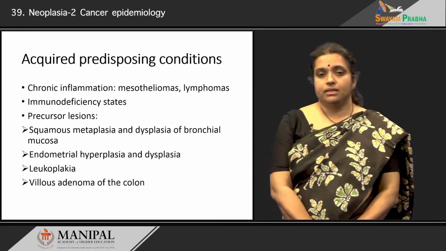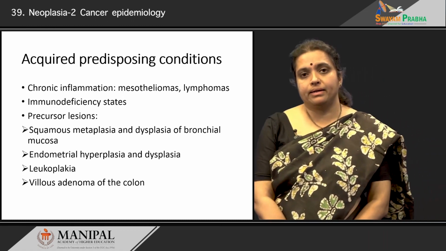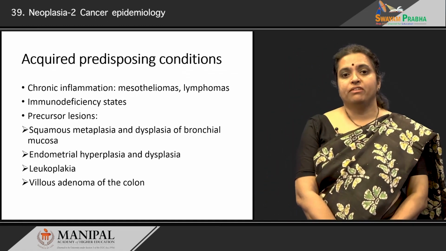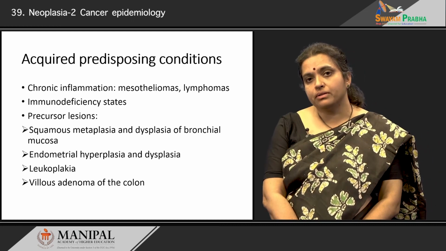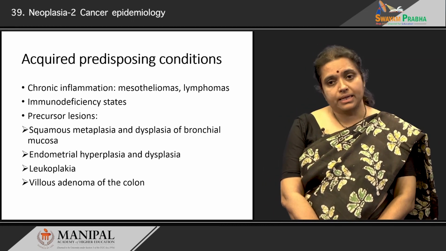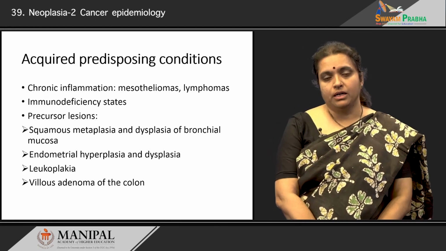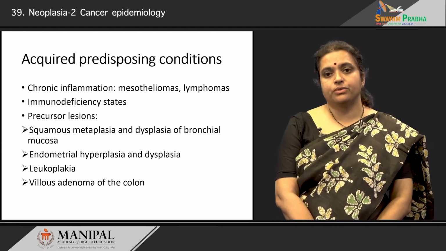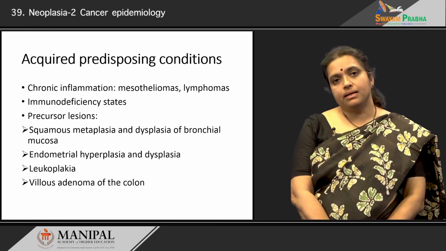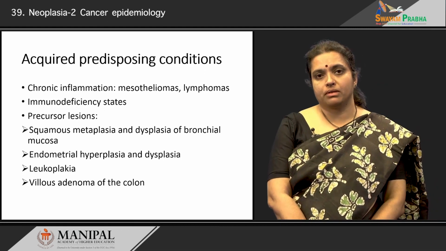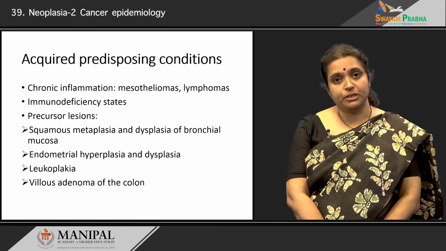Certain predisposing conditions that are acquired can lead to cancer. For instance, chronic inflammation can lead to certain cancers such as those of the mesothelial lining, what are known as mesotheliomas, and lymphomas can occur in people who have chronic inflammations.